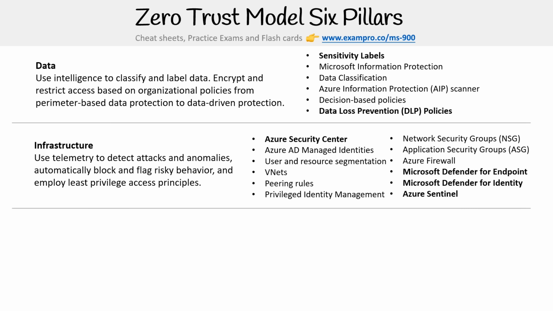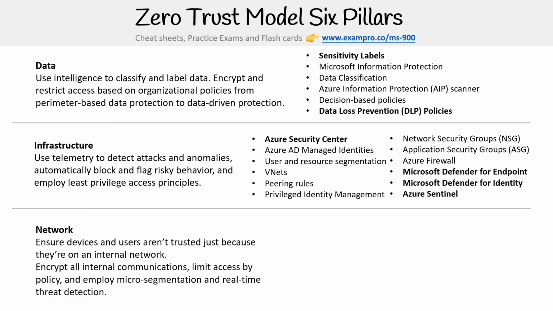These last three we'll be talking about in greater detail. The last pillar here is network. So ensure devices and users are not trusted just because they're on an internal network. Encrypt all internal communications, limit access by policy, and employ microsegmentation and real-time threat detection.